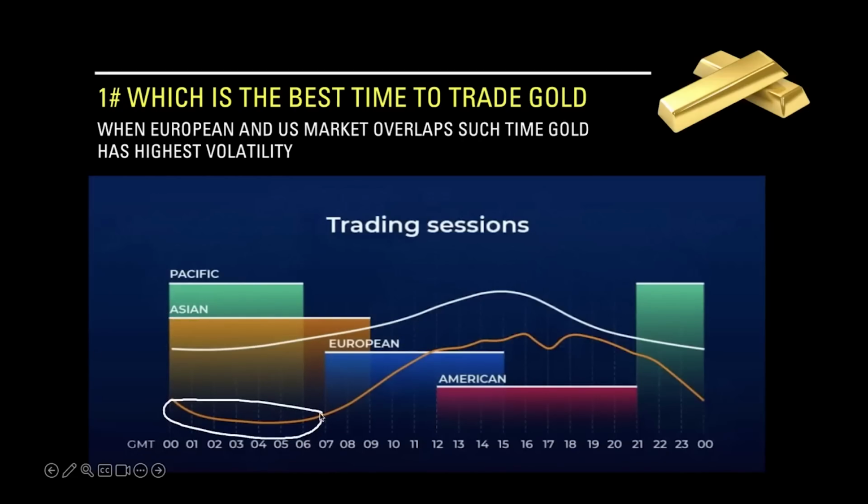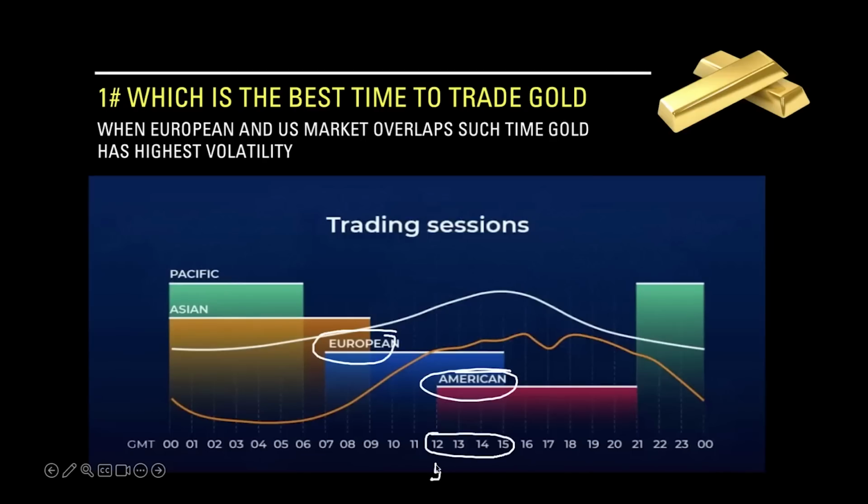You can see that when Asian markets are trading, volatility is generally low in gold, but as the European market starts trading, volatility will go up, and it will touch the extreme when American and European markets are overlapping, from this time to this time. So what is that, 12 p.m. to 5:30 p.m.? So that means Indian time 5:30 in the evening till 8:30 in the evening.